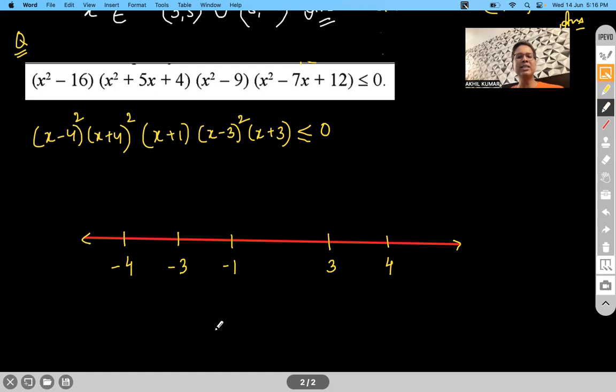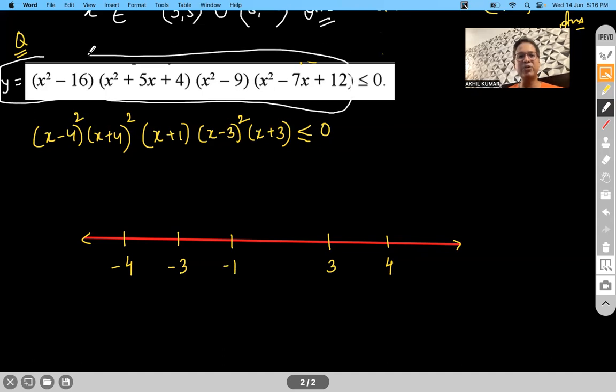Is it fine? See, many people ask me this question, sir, what is this wavy curve representing? How are these signs related? These signs are basically telling you the position of this function. Let's say I take this as a function, y equal to this, and this is your x-axis. So wavy curve tells you how this function is positioned with respect to the x-axis. If it is above the x-axis, you put a positive in that interval. If it is below the x-axis, you put a negative in that interval.